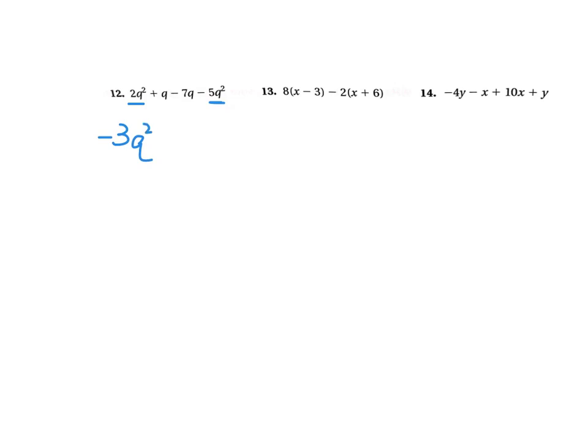And then the other two terms in there, the q and the minus 7q, are also like terms. So I'm going to go ahead and subtract those as well. 1q minus 7q is negative 6q.